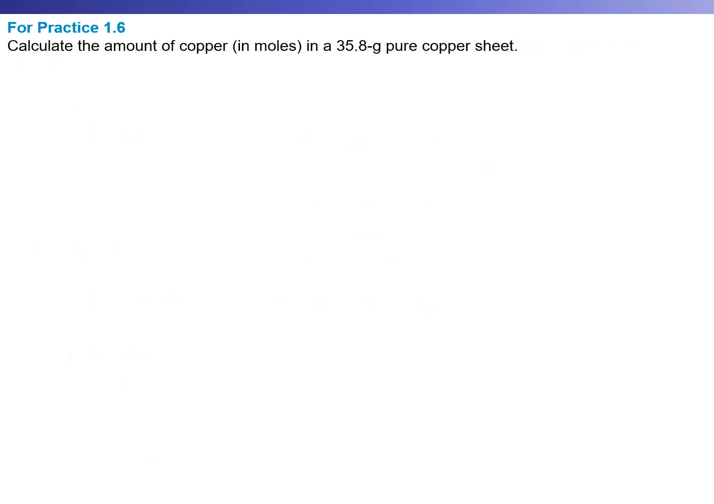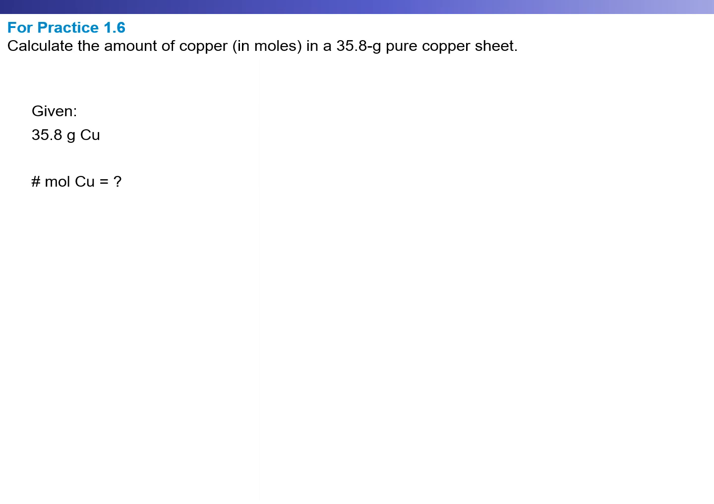In problem 1.6, we're being asked to take something that's been given to us in grams and convert it into moles. So our problem states, calculate the amount of copper in moles in a 35.8 gram pure copper sheet. With this problem, we're only given one piece of information, which is the amount of copper, 35.8 grams of copper. And we're being asked how much is this in moles?